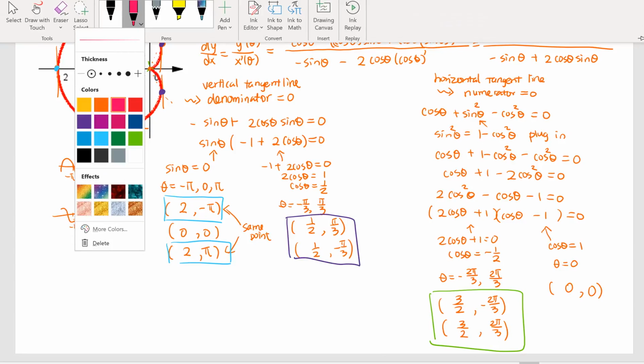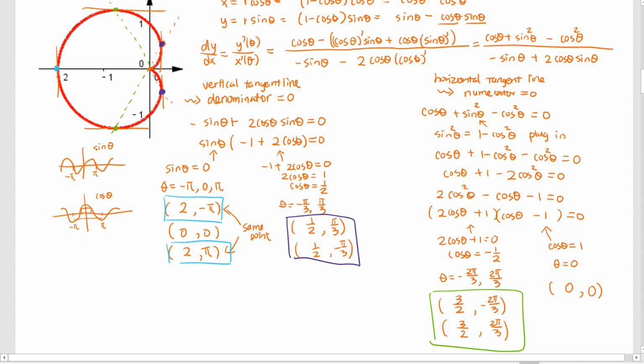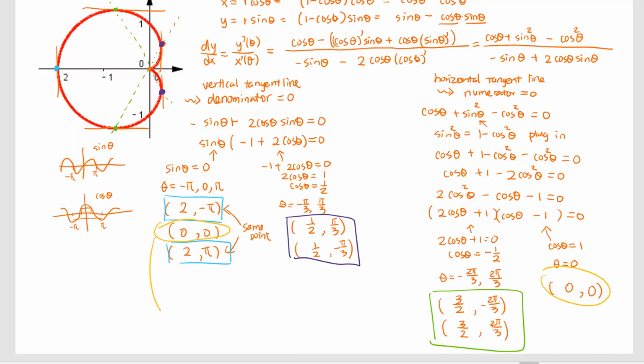Let me see. How about yellow? Okay, can you see this guy here and here? What does that mean? It looks like we have a vertical tangent line there and a horizontal tangent line there. It's actually not. It means at that point, we actually kind of stop there. We don't have any direction, so no tangent. The tangent line is not defined.